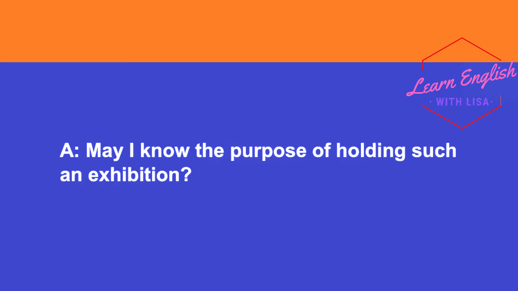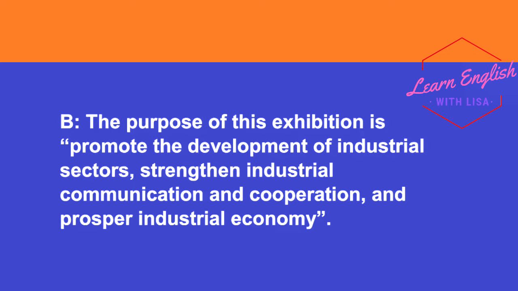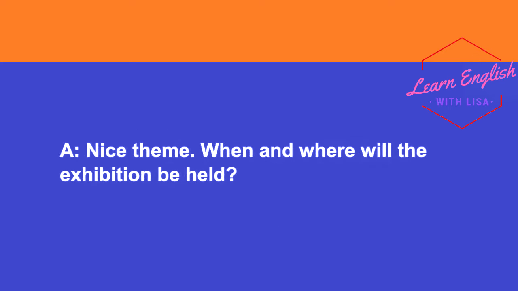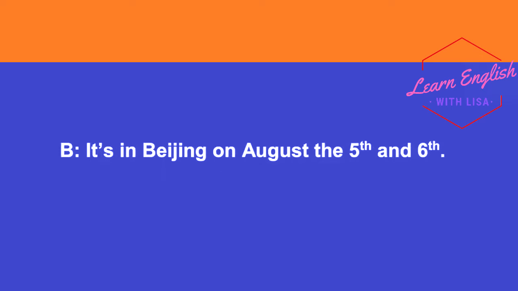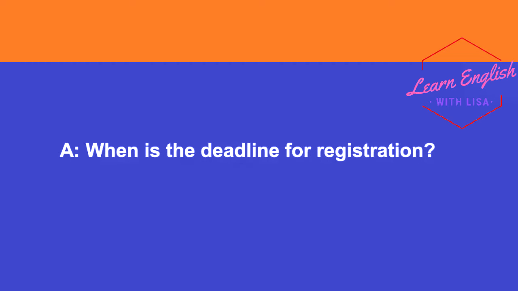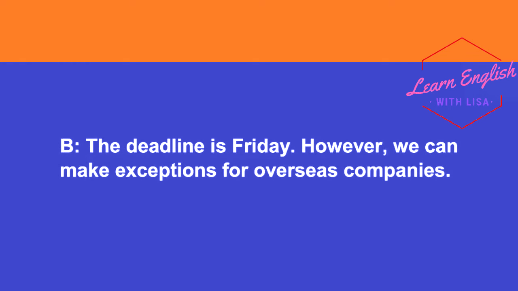Dialogue 1. May I know the purpose of holding such an exhibition? The purpose of this exhibition is to promote the development of industrial sectors, strengthen industrial communication and cooperation, and prosper industrial economy. Nice theme. When and where will the exhibition be held? It's in Beijing on August the 5th and 6th. When is the deadline for registration? The deadline is Friday. However, we can make exceptions for overseas companies.